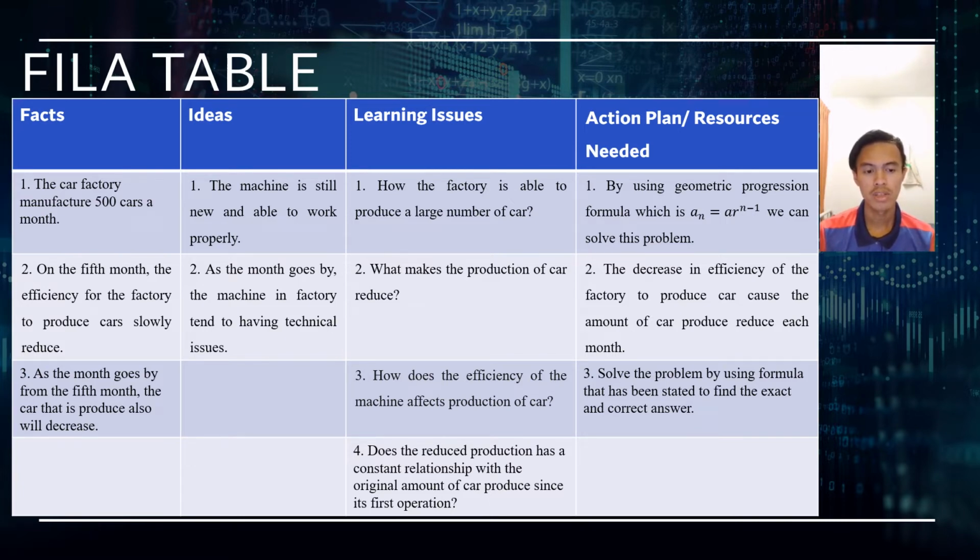First, by using the geometric progression formula, which is a_n equals a r to the power of n minus 1, we can solve this problem. Second, the decrease in efficiency of the factory to produce cars causes the amount of cars produced to reduce each month. Third, solve the problem by using the formula that has been stated to find the exact and correct answer. That's all for me.